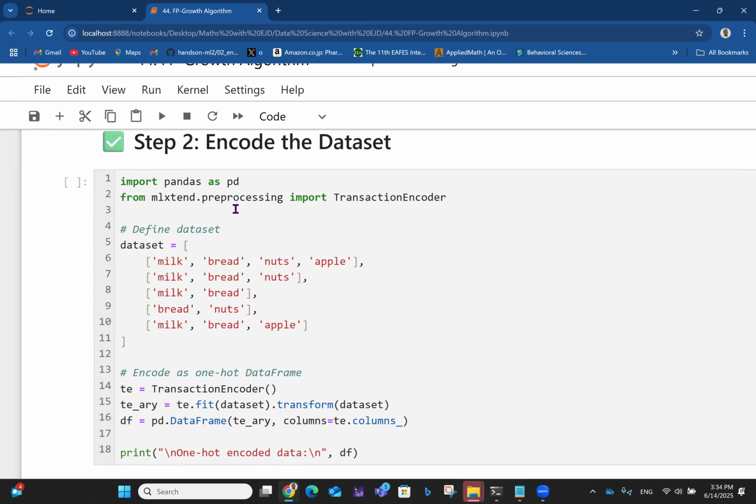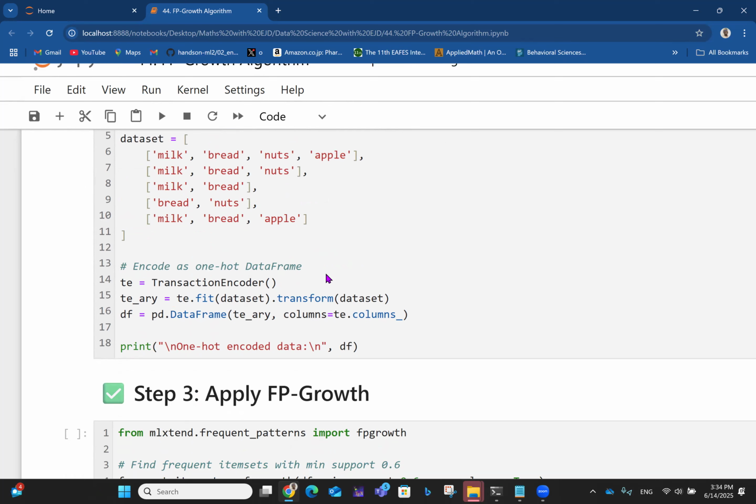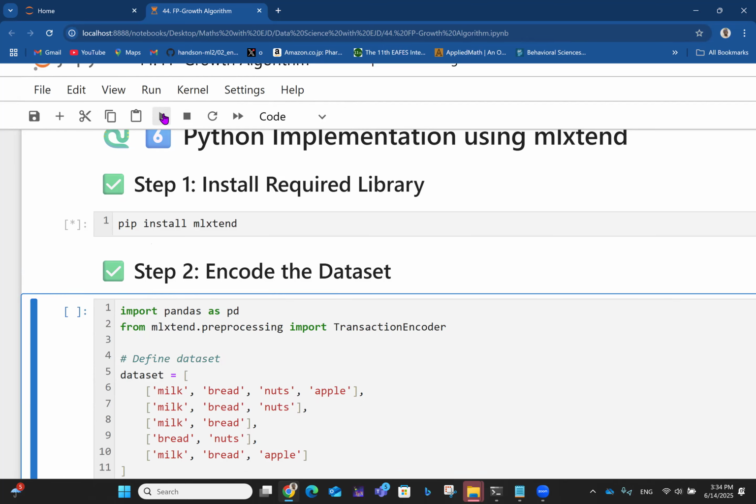So encode the data set now. We need a transaction encoder because we're talking about transactions. Import pandas as pd because we want to make a data frame of the encoded transactions. So you have the data set: milk, bread, all the things we had up there. Then encode it as a one-hot data frame. It's the standard thing we've been doing all along. Then you get the data frame, which gives us the items available in each transaction.